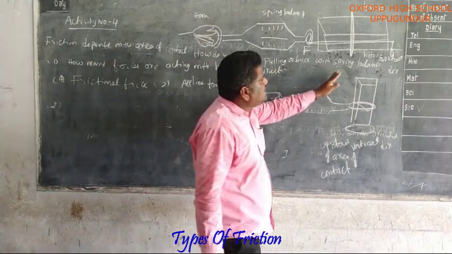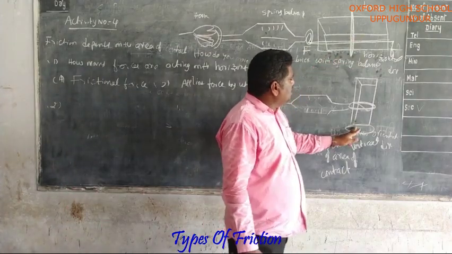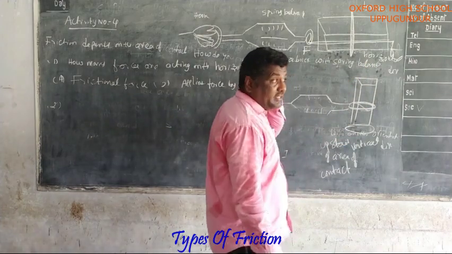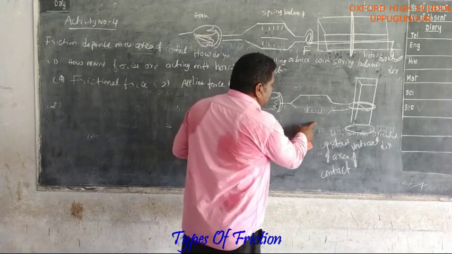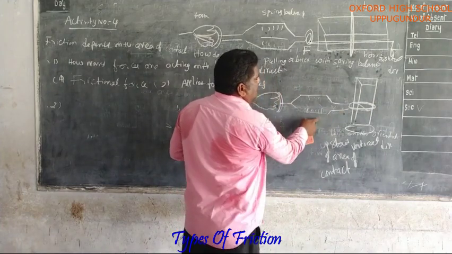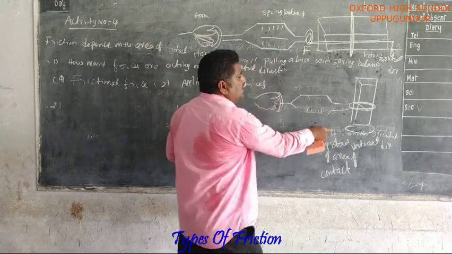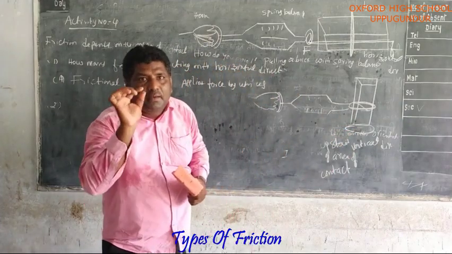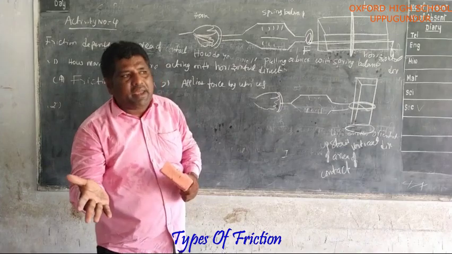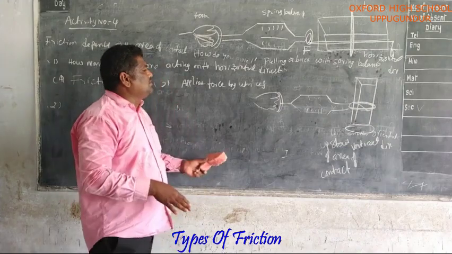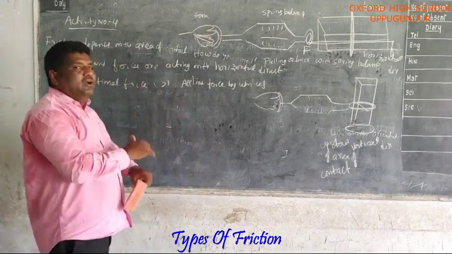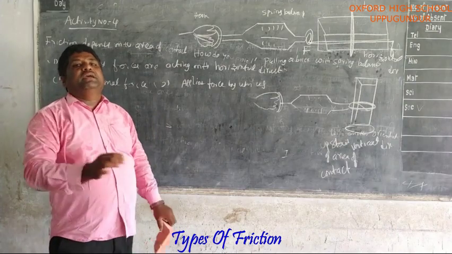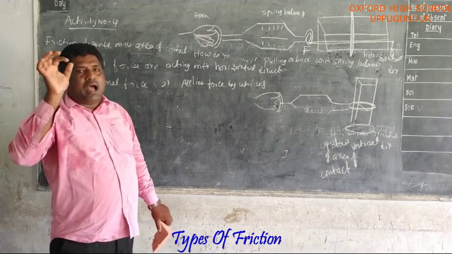Next, change the direction of the brick. Keep it upside, in the vertical direction. Again, we pull the string and note the spring balance reading. Here the brick occupies a very small area compared to the floor. And finally, we conclude that frictional force depends upon the area of contact.